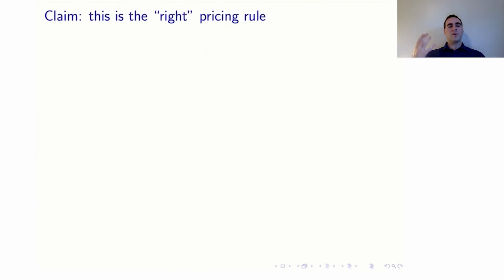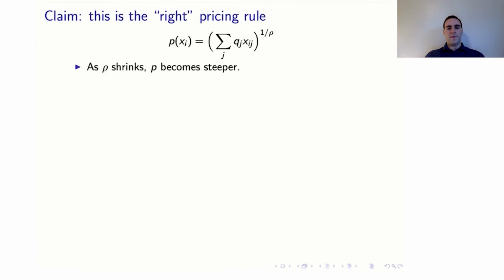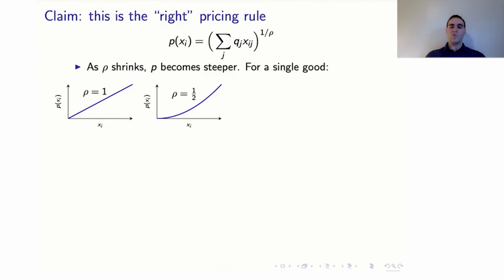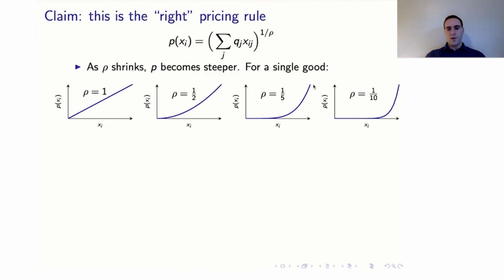So I want to briefly claim that this is qualitatively the right pricing rule, and this is what I mean by that. As rho gets smaller, so it goes to 0, the pricing rule is going to become steeper. And we can see this for a single good quite easily. For rho equals 1, that's just our normal linear pricing. Rho equals 1/2, it becomes easy to buy a little bit, but harder to buy a lot. When rho is 1/5, we can see it's quite easy to buy all the way up to here, but then it starts to get much harder. And for rho equals 1/10, you can actually buy all the way up to here and pay very little, and then the price shoots up very quickly.